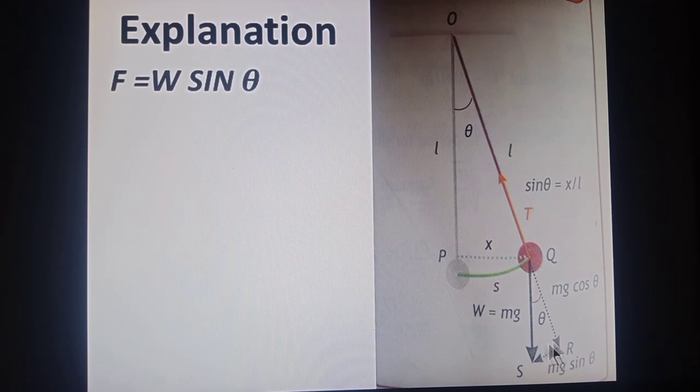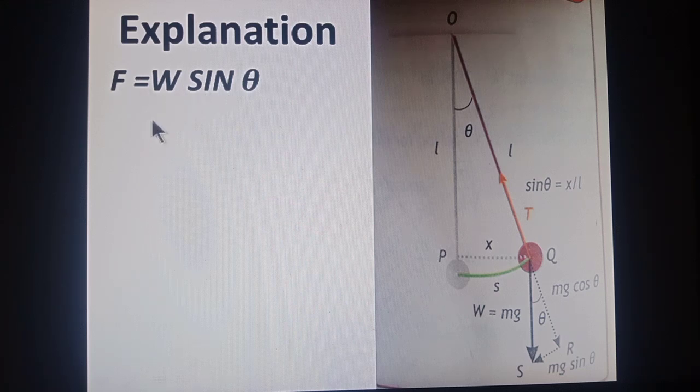So students, when we release it here, this component mg cos theta brings it back towards the mean position. So when it reaches at the mean position, due to inertia, it does not stop, and as a result continues to oscillate about this mean position. Students, the only restoring force acting on the bob of pendulum when it oscillates is F equals W sin theta, means the component of its weight that is acting perpendicular to the string. That is the force which is oscillating this pendulum bob.